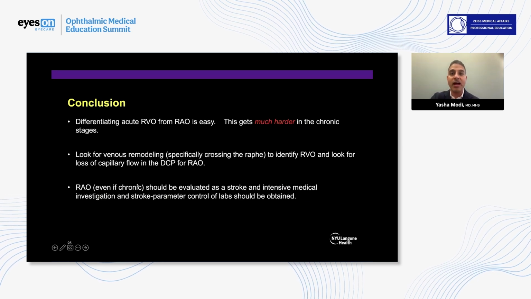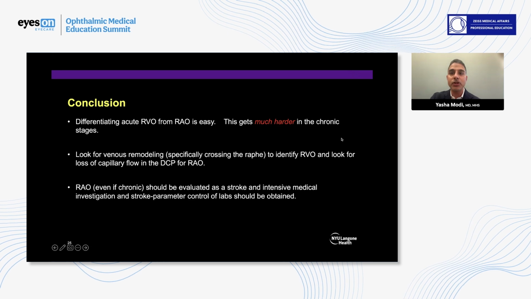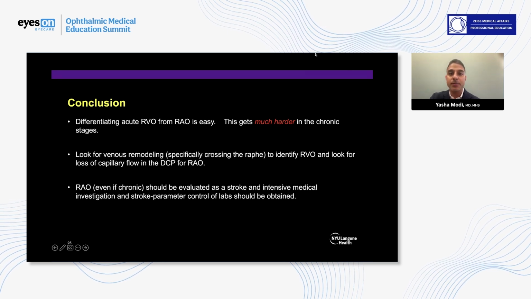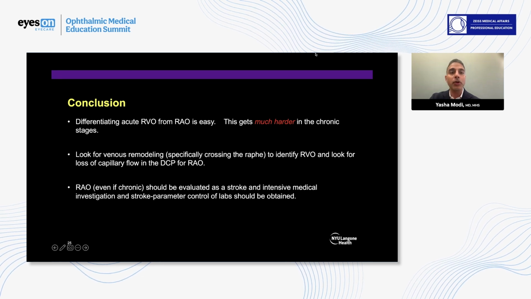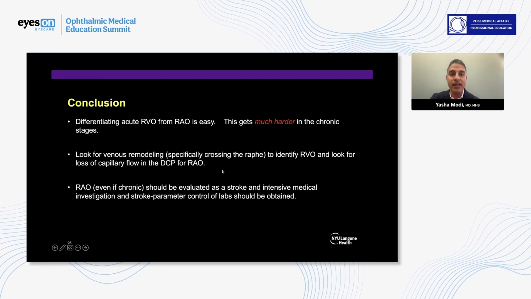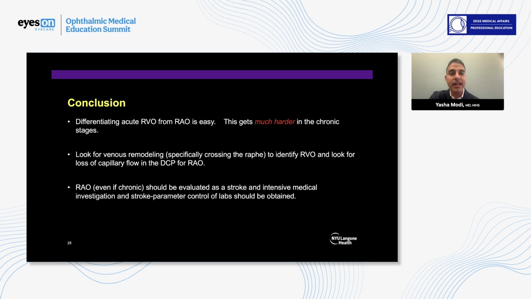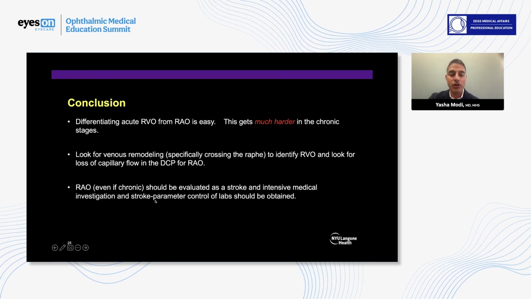In the acute stage, this is obviously quite easy, but it gets much harder in the chronic stages. So look for venous remodeling, specifically crossing the raphe, to identify retinal vein occlusion, and look for loss of capillary flow in the DCP for retinal artery occlusion. Retinal artery occlusion, even if chronic, should be evaluated as a stroke, and intensive medical investigation and stroke parameter control of labs should be obtained.